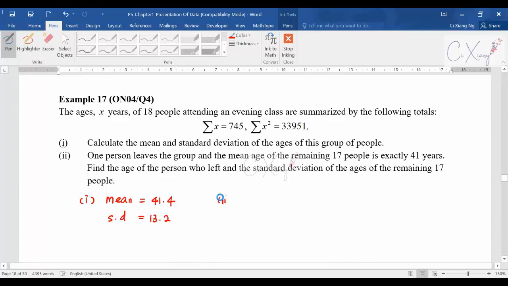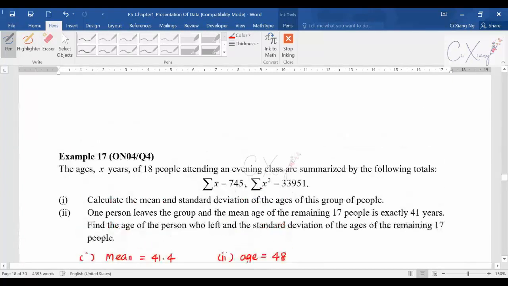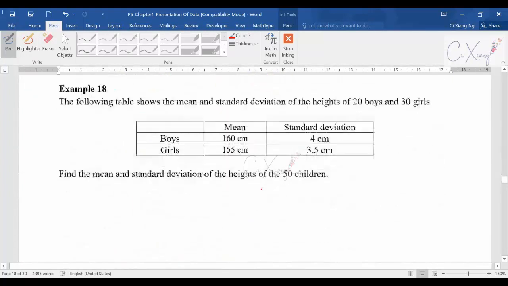Then for part 2, one person leaves the group, and they want to calculate the age. The age of the person is 48. They also want you to calculate the standard deviation for the remaining group. The standard deviation here will be 13.4. This example is very similar to something I discussed with you, so please make sure that you try on your own. Then after that, example 18 is also the same.